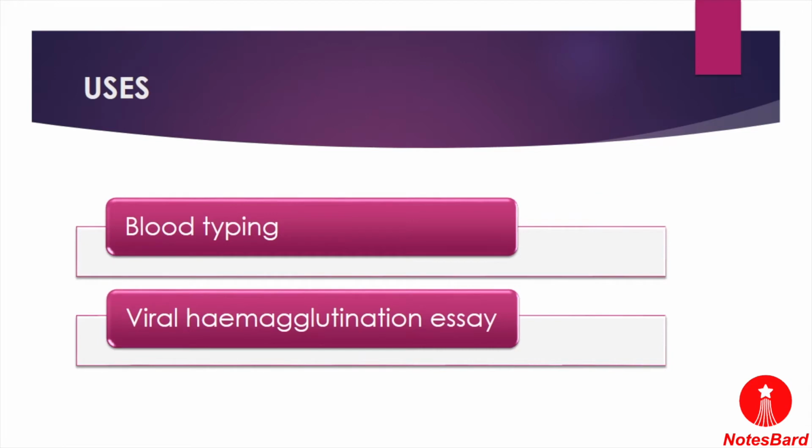As we discussed in our earlier slide, the process of hemagglutination is widely used in the laboratory in two different ways. The first use is blood typing, and the other use is viral hemagglutination assay, which is used for the quantification of viruses.